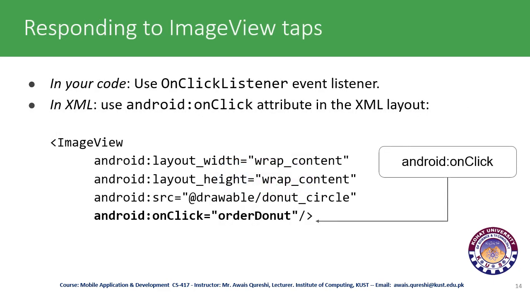So how to respond to image view taps in your code? We will use this on click listener, event listener. You have already seen that. And in XML we can use the Android on click key value pair. So this is the XML view of the code. Image view, these are the default properties, layout width, and then layout height, and then the image source which is visible on the image, and then this is the event which is called the on click event. Here we are using an XML file for encoding different properties and different event handlers.